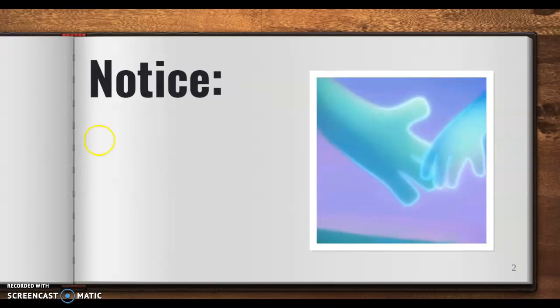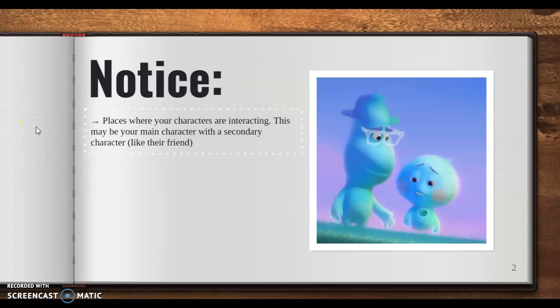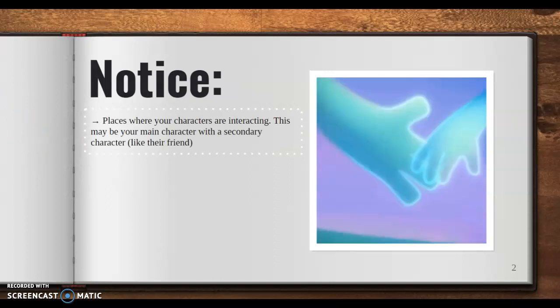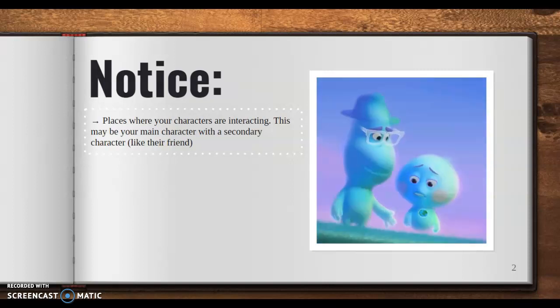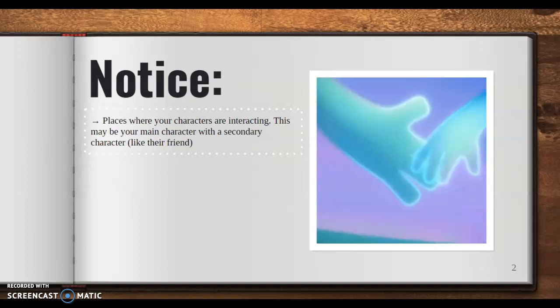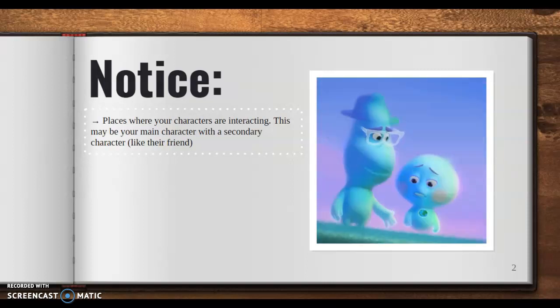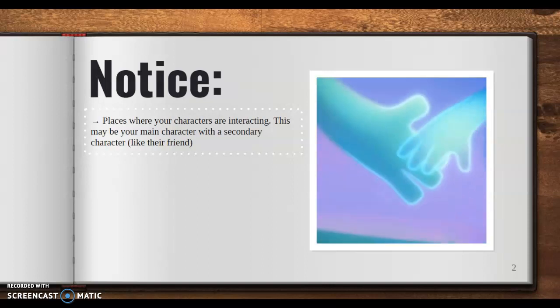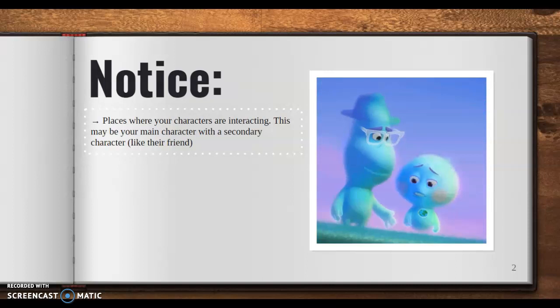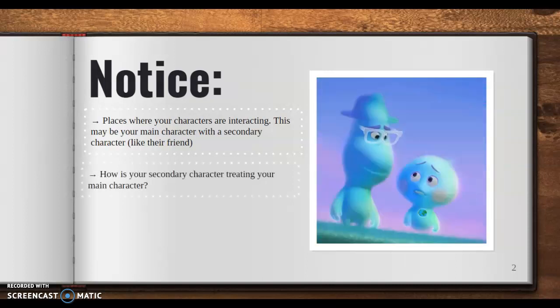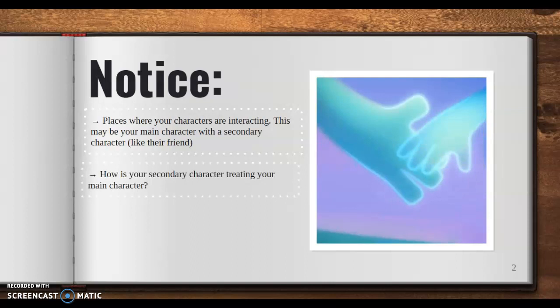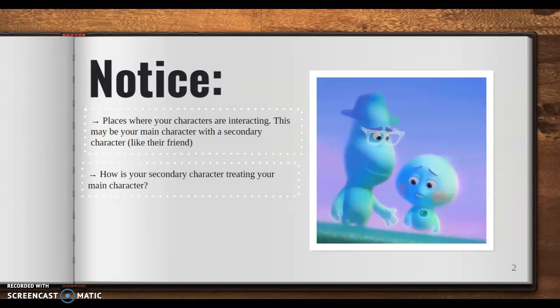So really, you just need to notice two things here. So places your characters are interacting, maybe some actual actions or some dialogue where they're having conversation. This may be between your main character and a secondary character. This could be like a friend. It doesn't need to be. It could be a foe, an antagonist that's working against them, but you're really taking two characters and diving deep into the interaction. So once you've done that, really think and ask yourself as you're reading, how is your secondary character treating your main character?